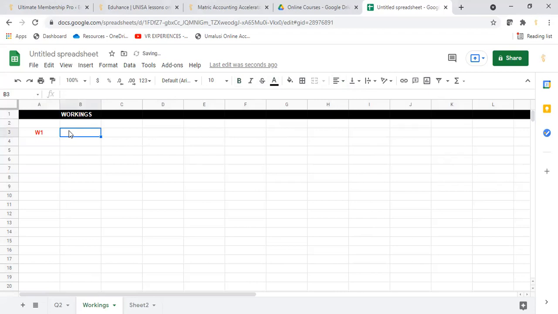Okay, so basically cost of sales percentage is equal to cost of sales divided by sales. So cost of sales was 1126864. Sales was 1420868. So therefore my percentage is going to be that, divided by that. Okay, so that is my percentage.